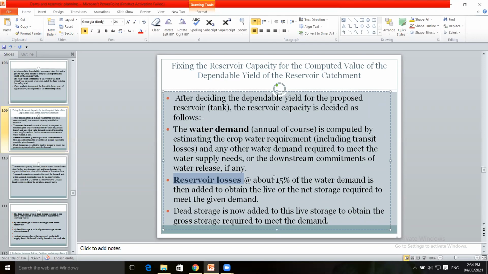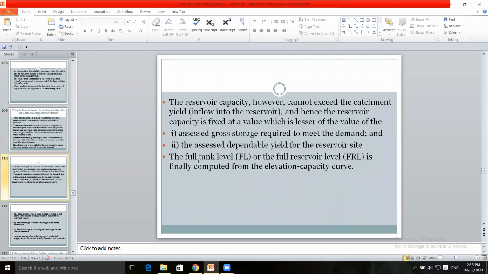15% of the water demand which are considered as the reservoir losses that are added in the water demand. Then we get the live storage. After this, dead storage is calculated, which is added into live storage to obtain the gross storage. Gross storage is equal to live storage plus dead storage. आणि दोन्हीचं ऍडिशन म्हणजे काय? ग्रॉस स्टोरेज. तिथे आपल्याला ग्रॉस स्टोरेज मिळेल.